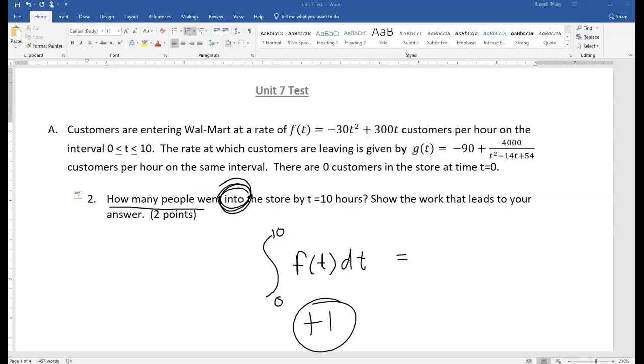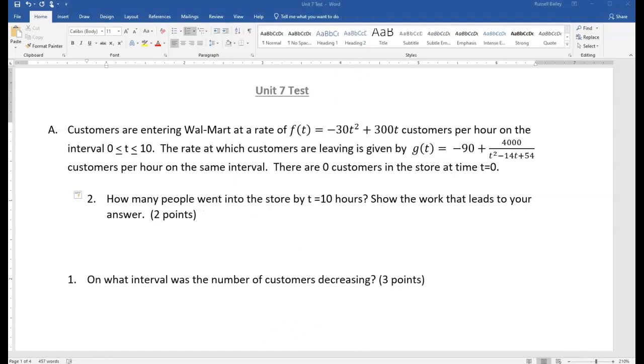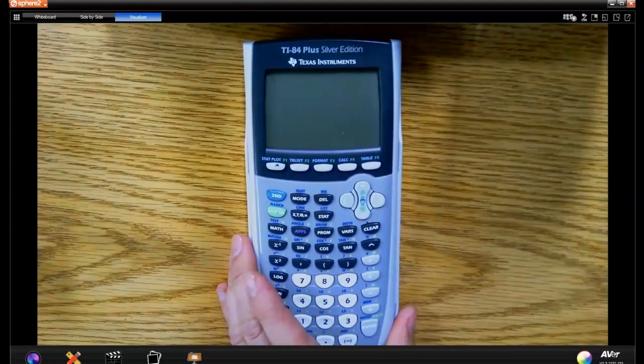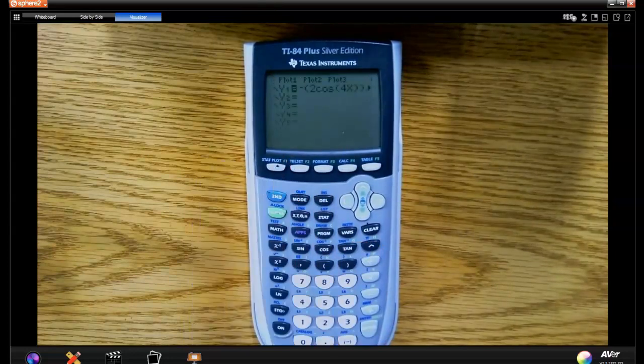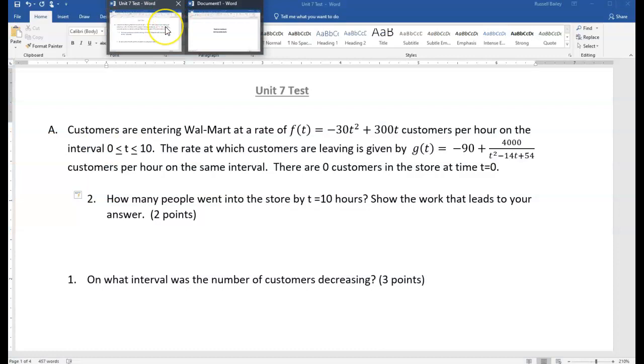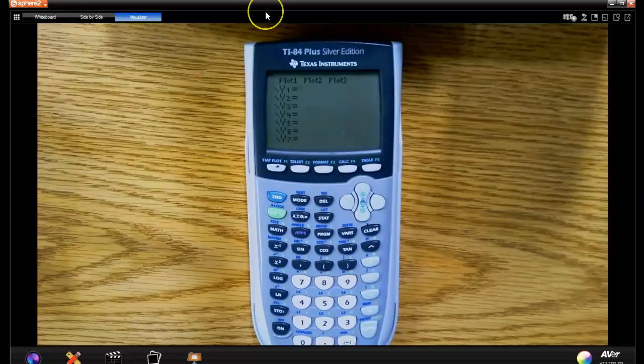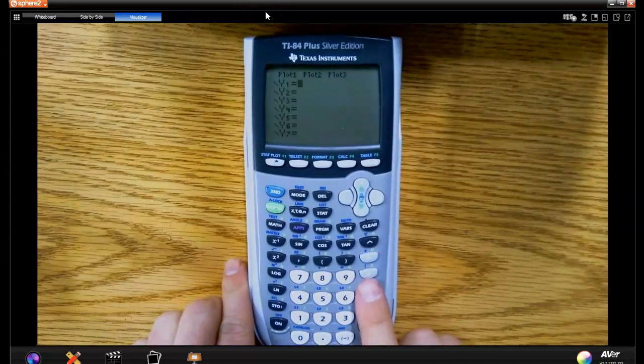Let's go ahead and do our calculator here. So I need to type the f function in there. So let's do that. I'm going to switch screens here. Let's see. So y equals, right? And the function was negative 30t squared plus 300t. Don't get your negative and your minus button mixed up.